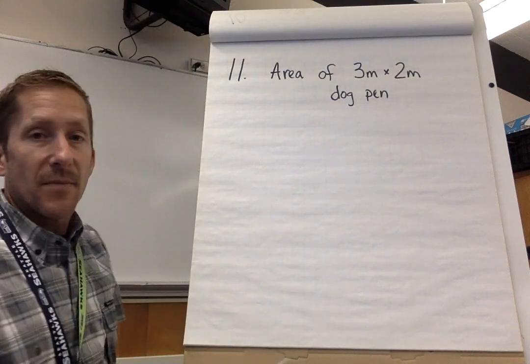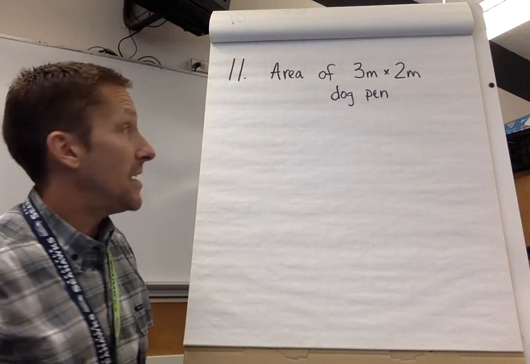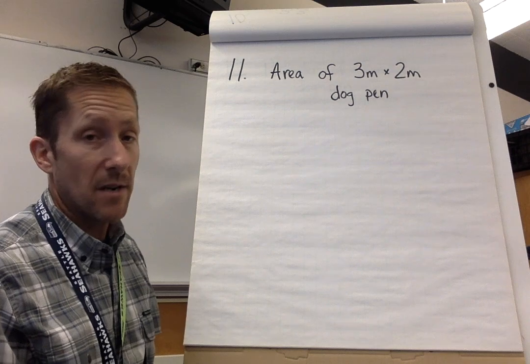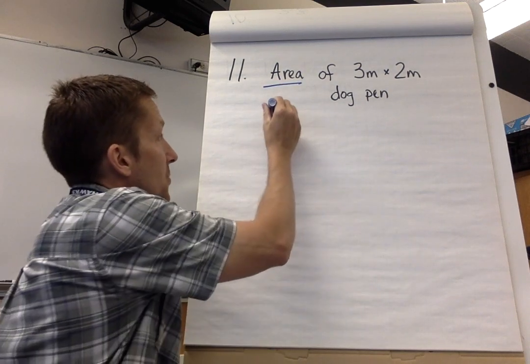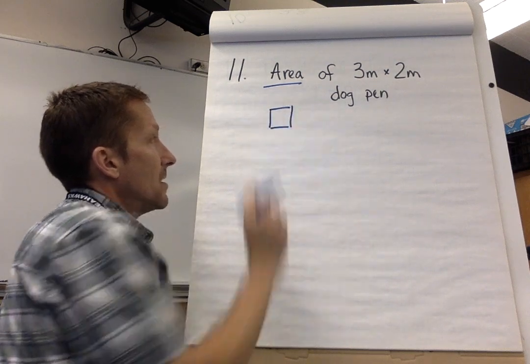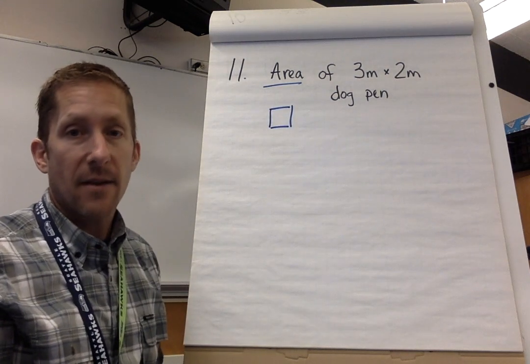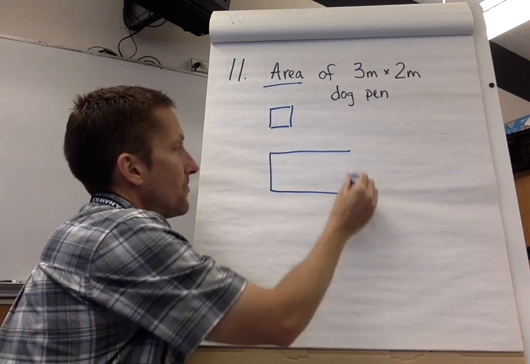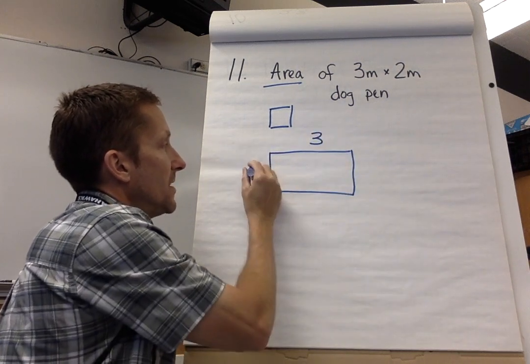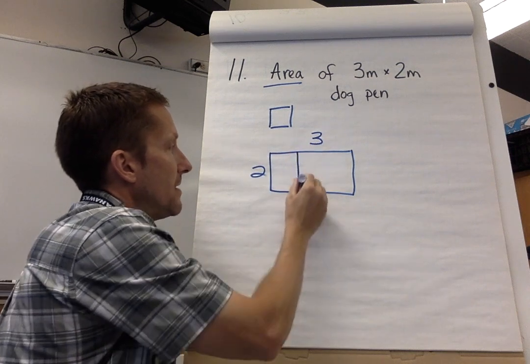Number 11, area of a dog pen that is 3 meters by 2 meters. When you hear the word area, you should think squares. Always counting squares with area. I'm going to draw a dog pen. It's 3 meters on this side, 2 meters on this side.